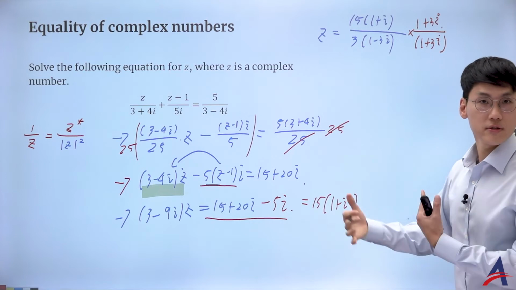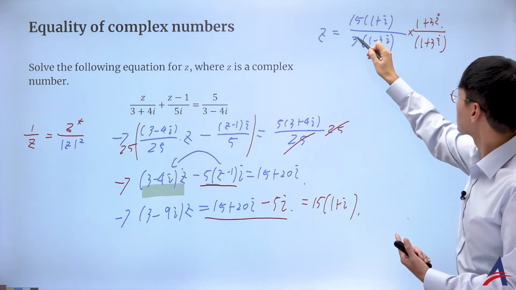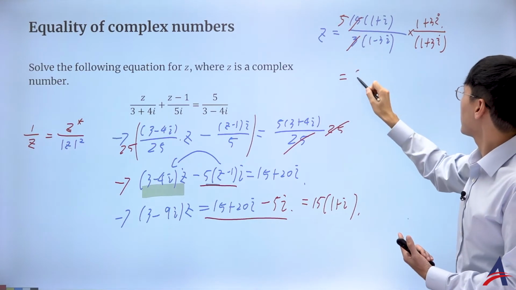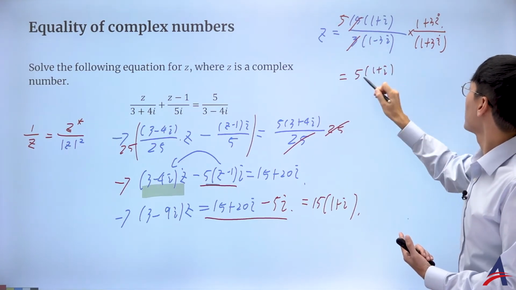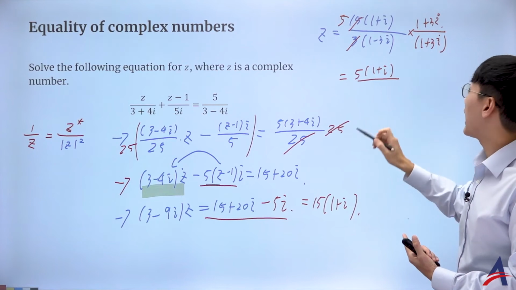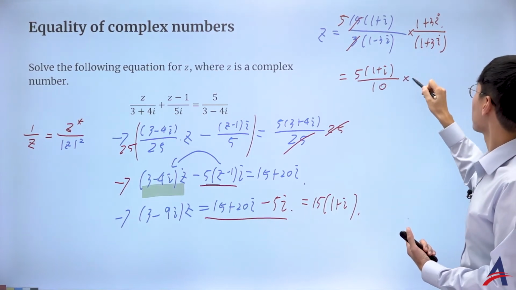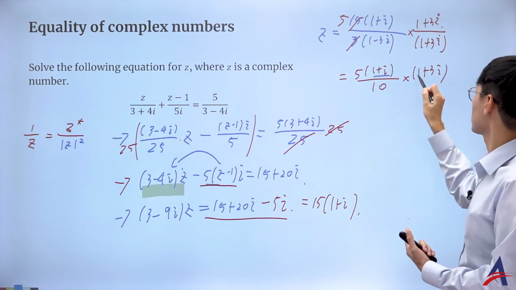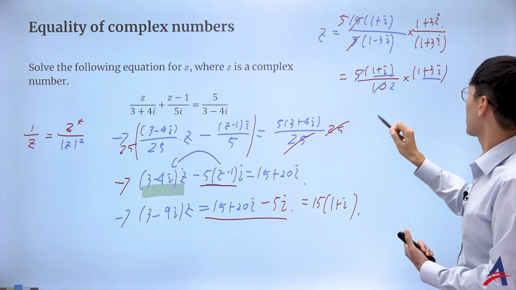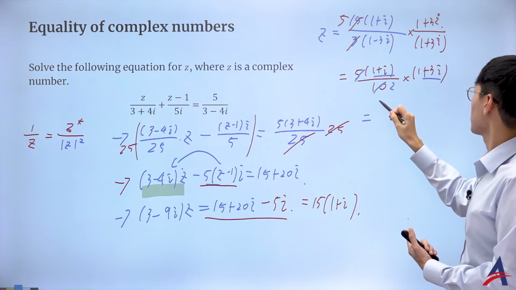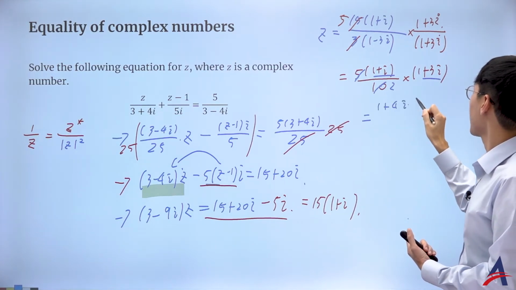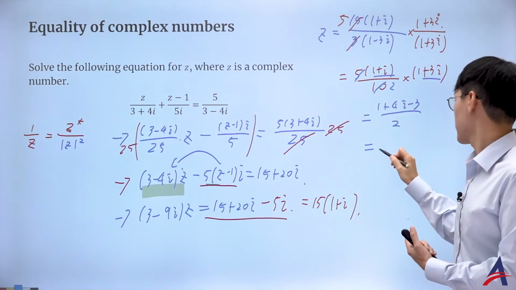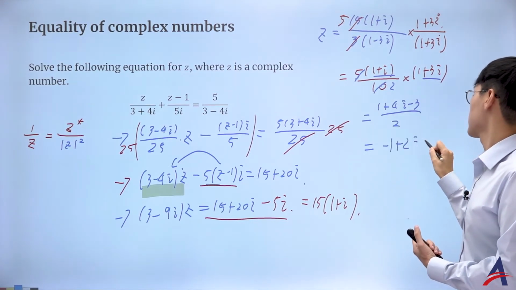Then you're going to do the distribution. So it's going to be simply 5, and then 1 plus i on the top. On the bottom, that's 1 plus 9, so that's 10. And I'm going to multiply by 1 plus 3i. The only thing that I have to really distribute is just this 2 here, because that becomes just half. If I expand, it's going to be 1 plus 4i minus 3 over 2. Negative 2 over 2 would be negative 1, plus 2i is the simplified form.